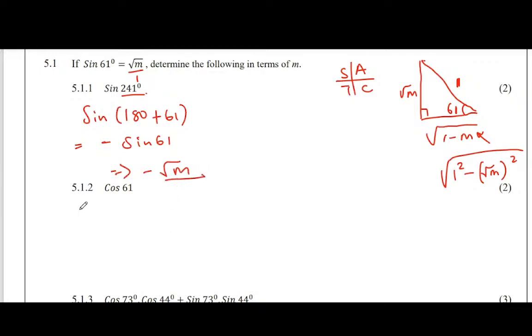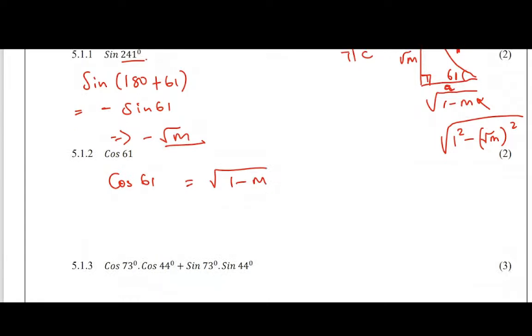Okay, 5.1.2, they want us to get the cos of 61. So cos, we know, is adjacent over hypotenuse. So our adjacent is this, okay, this root 1 minus m. The hypotenuse is 1. So that's going to be just the root of 1 minus m over 1, which is the same thing as root 1 minus m. Okay. Then 5.1.3.